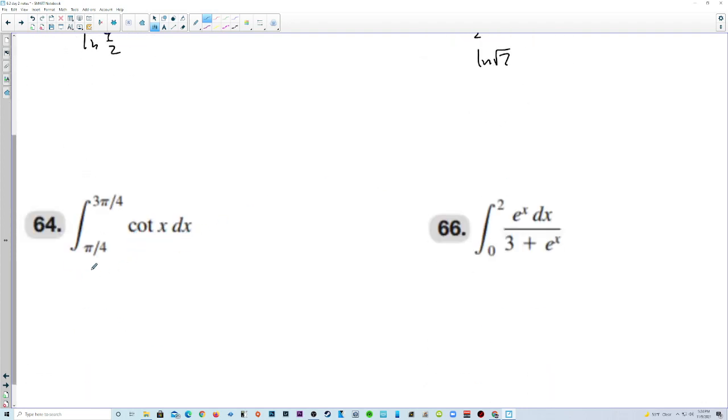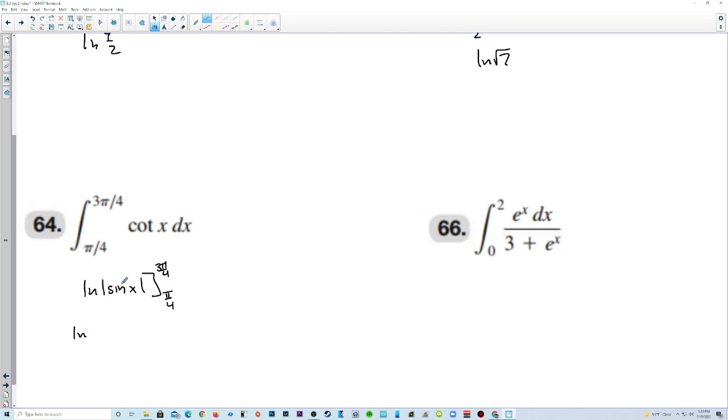Cotangent. Well, cotangent is cosine over sine. So we need the natural log of sine of x. And if we took the derivative, sine would be in the bottom, and then times the derivative of the inside, which would be cosine. So we'd have cosine over sine. That's the antiderivative of cotangent, from pi over 4 to 3 pi over 4.